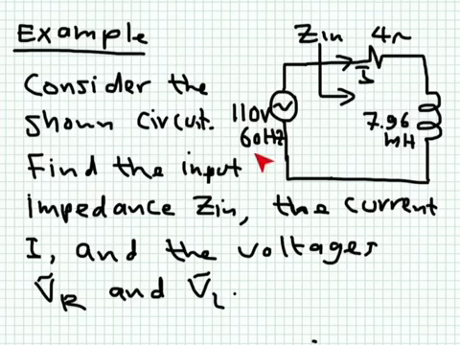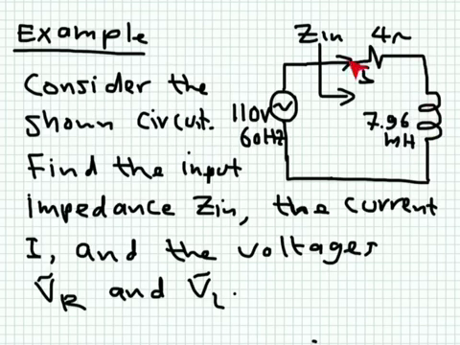Of course, we have to determine omega from the 60 hertz. Omega is 2πf. And then we can determine the impedance. The impedance of the resistor is 4 ohm. We have to determine the impedance of the inductor, which is equal to jωL. So we have to determine that. And then they are both in series.